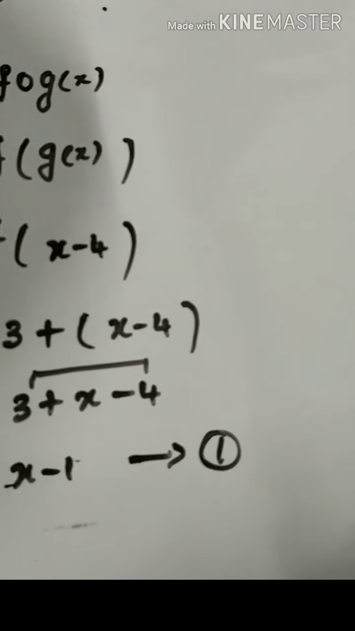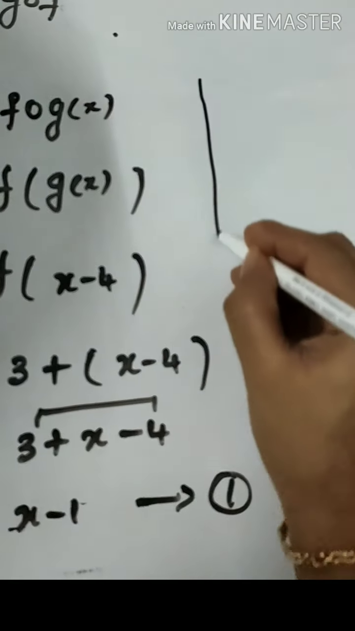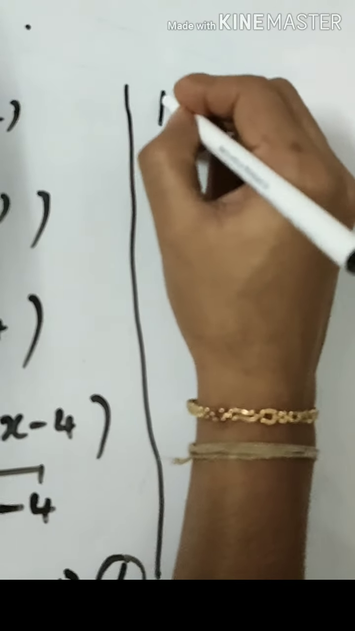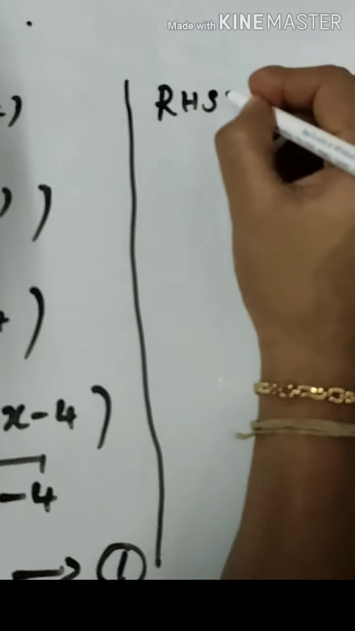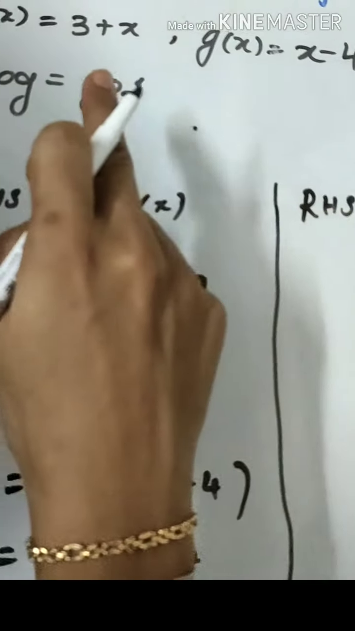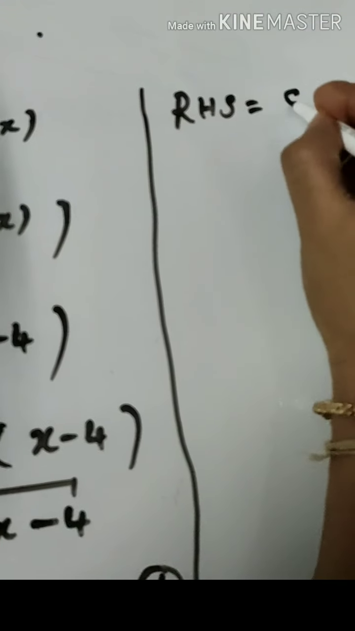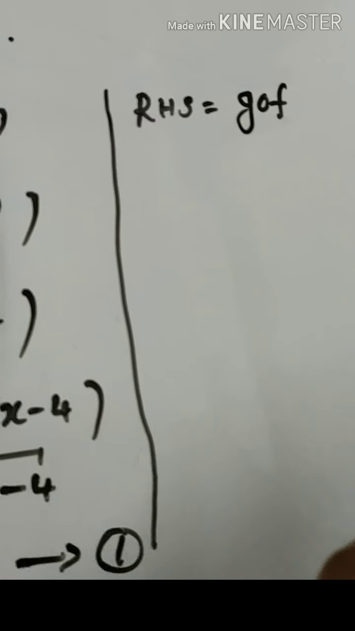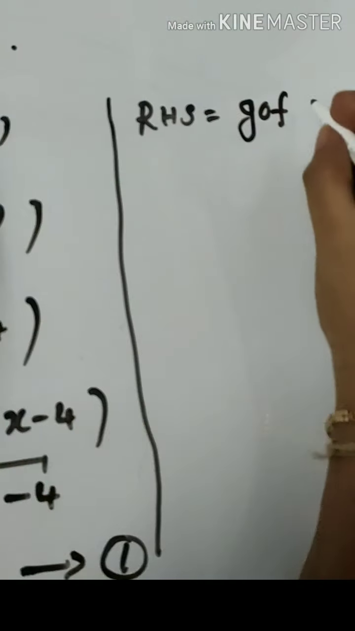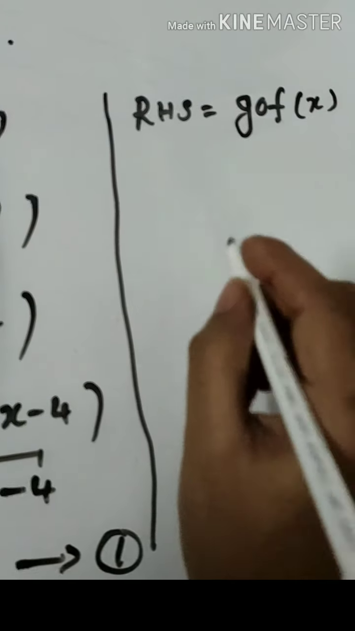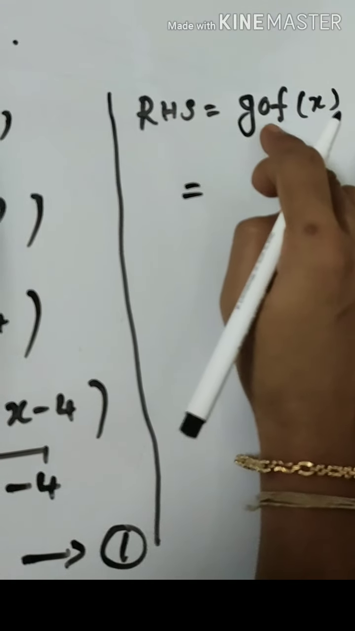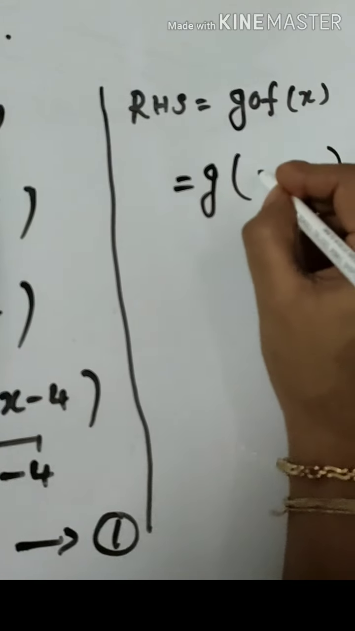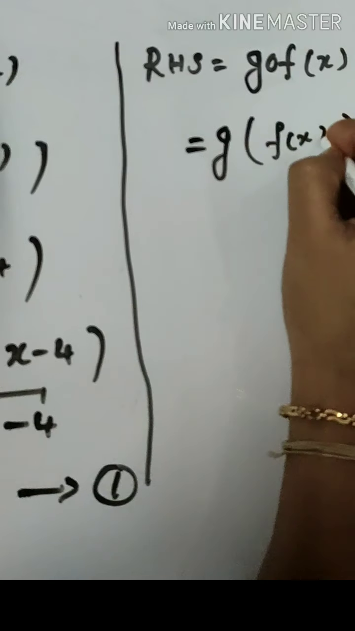The same way, I'm going to do the g composite f. So, RHS. I'm taking RHS over here. What is our RHS here? That is g composite f. What is our first step? We have to add on the given variable. Our given variable is x. So I'm just adding the given variable. Next step, we have to cancel the composite function. When you are cancelling the composite function, you have to give the bracket. So g of f of x. This is our second step.